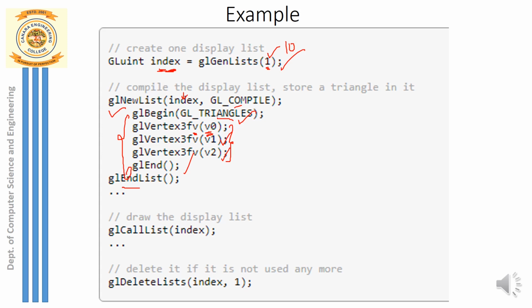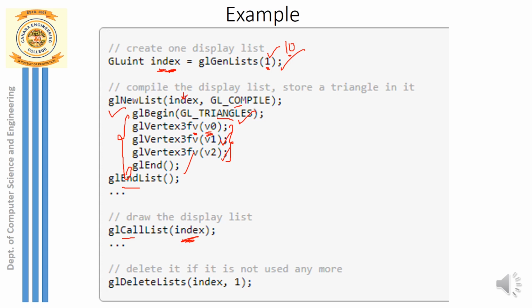Once multiple display lists are created, if you want to draw a display list, to call and execute it, you have to call the function glCallList, and remember, when you're calling glCallList, you have to pass the ID of the display list. Here the ID is stored in the variable index, so you can directly pass index. Suppose you want to call multiple display lists, then you can write this within a loop. If I am creating 10 display lists, you can use a for loop which will iterate 10 times, and here you can increment the index so that glCallList will be called 10 times.